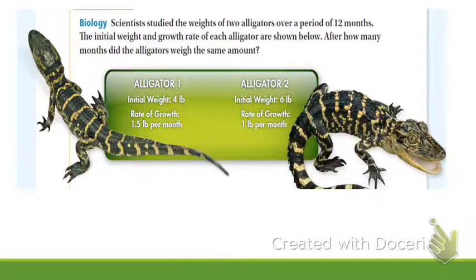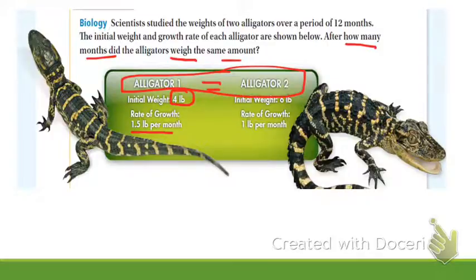Okay, the next thing is this problem, just to get you thinking about what we're doing. A biologist studies the weight of 2 alligators over a period of 12 months. The initial weight and growth of each alligator are shown below. So we have their initial weight, their starting amount, and then a change of 1.5 per month. The question is, after how many months did they weigh the same? In other words, when is alligator 1 equal in weight to alligator 2?